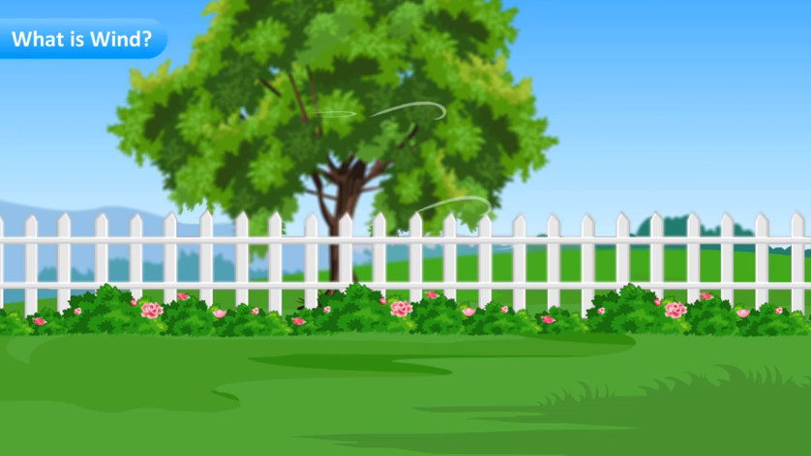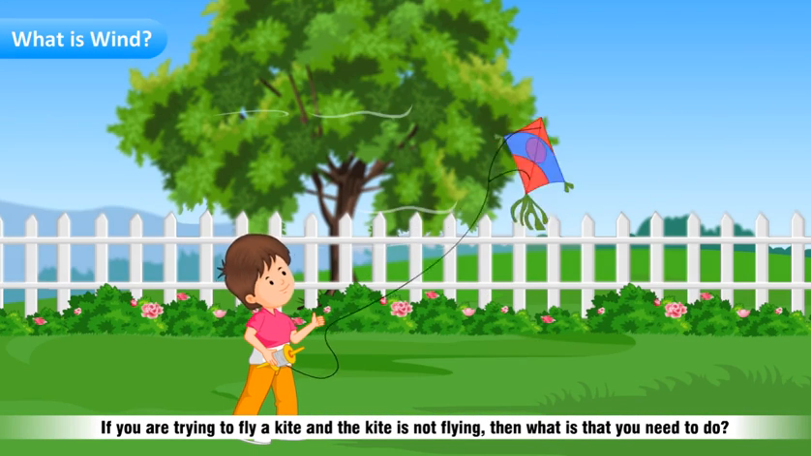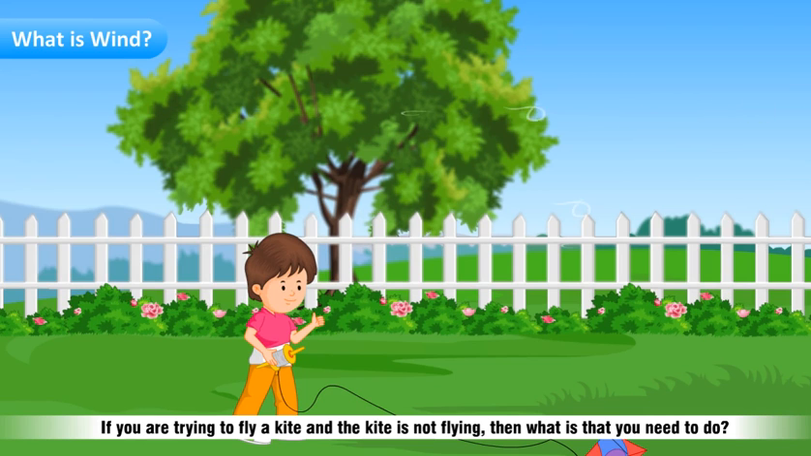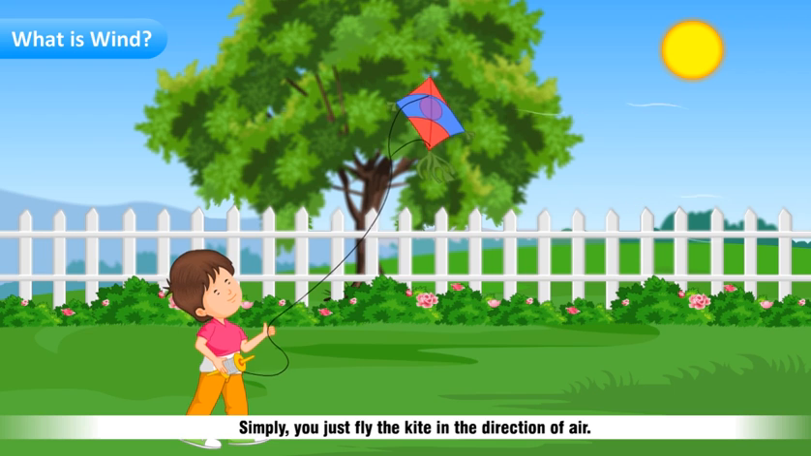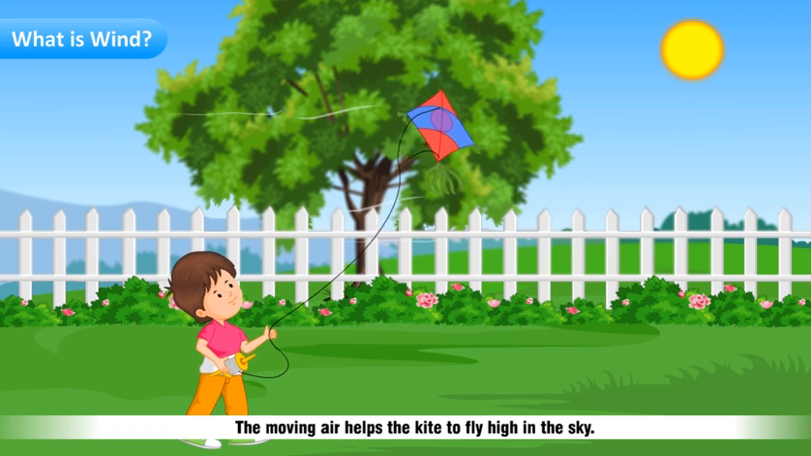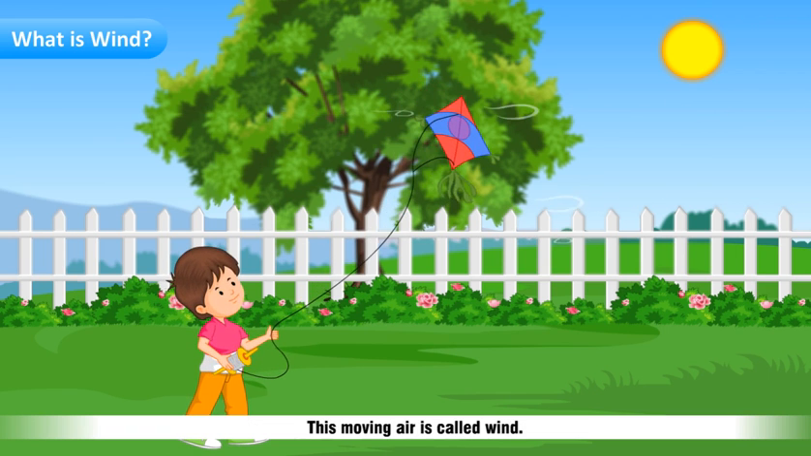What is wind? If you are trying to fly a kite and the kite is not flying, then what is it that you need to do? Simply, you just fly the kite in the direction of air. The moving air helps the kite to fly high in the sky. This moving air is called wind.